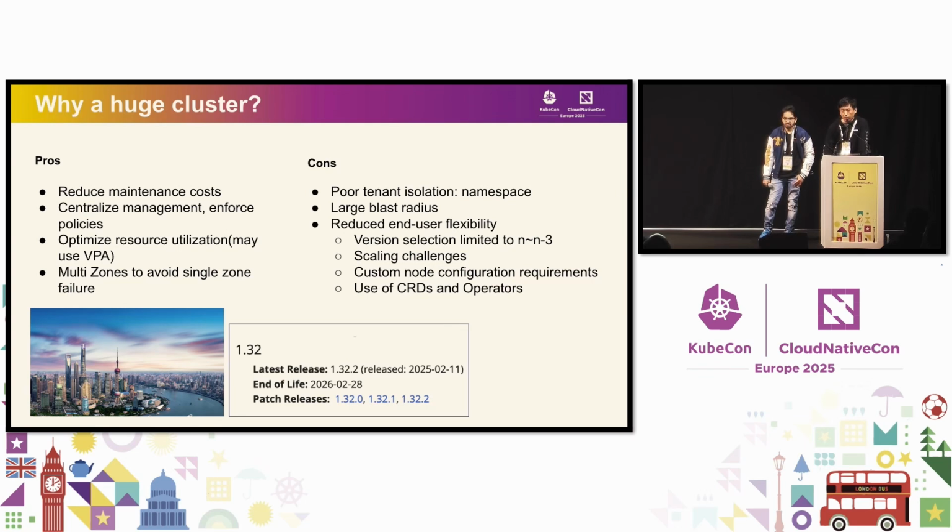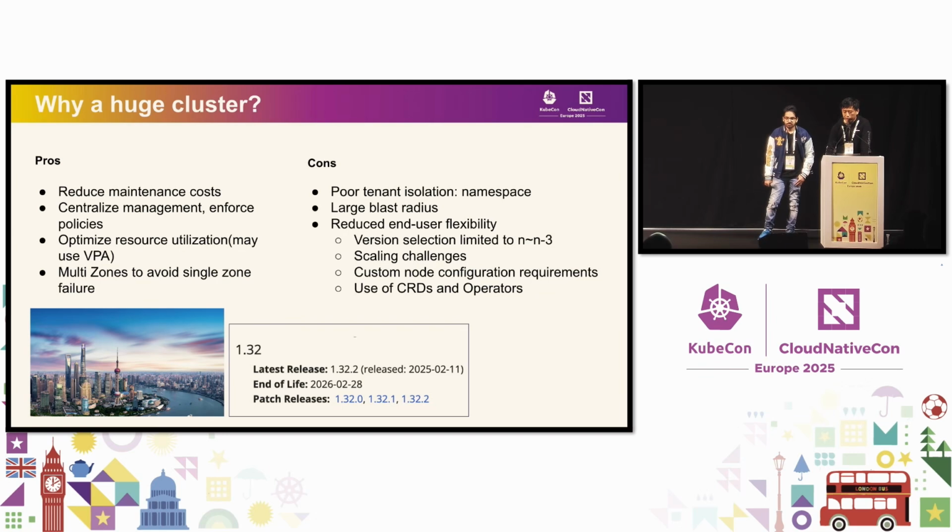And for the cons, you can see that for a native Kubernetes cluster, if you use namespaces, there is little per-tenant isolation, and you may also encounter a large blast radius. Some users may also need different versions, so the end user or your team may not have flexibility. You also have to do version selection, as we only support control plane version N, and the nodes should be newer than N-3. So that's another problem.